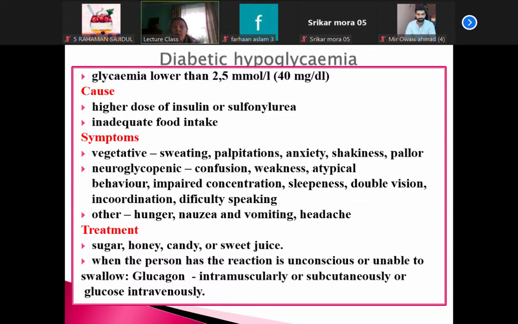We can do a glucagon injection intramuscular or glucose IV. Better, of course, to do 40% glucose IV. It normalizes the situation very quickly.